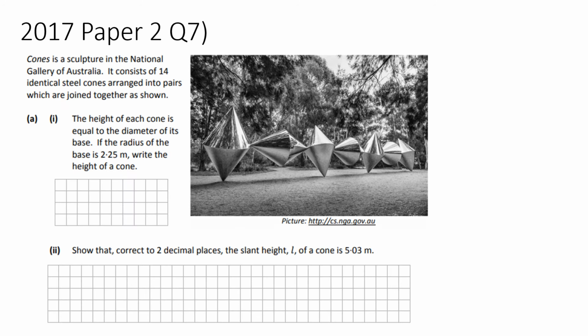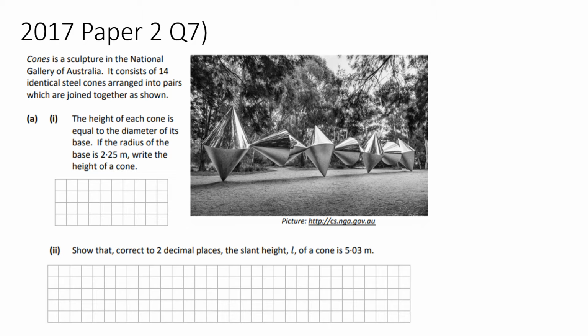So this is 2017 paper 2 question 7. Here we've got Cones, a sculpture in the National Gallery of Australia. It consists of 14 identical steel cones arranged in pairs. So there's 7 of these, but you can see the cones are placed on top of each other, so that's where the 14 is coming from, and they're joined together.